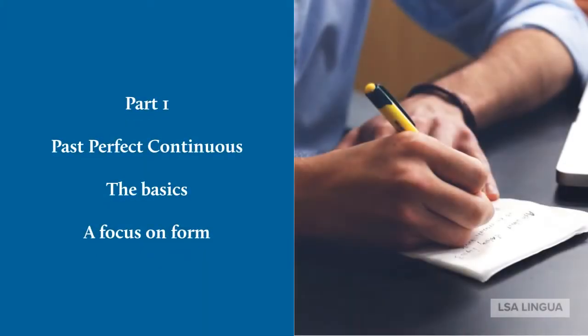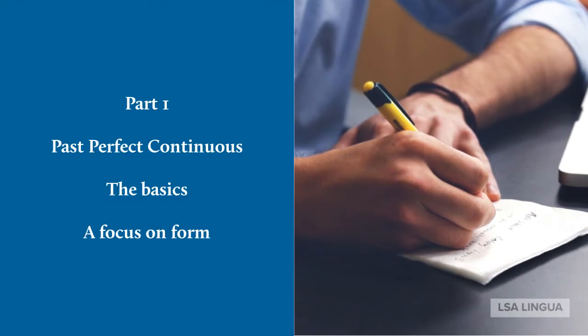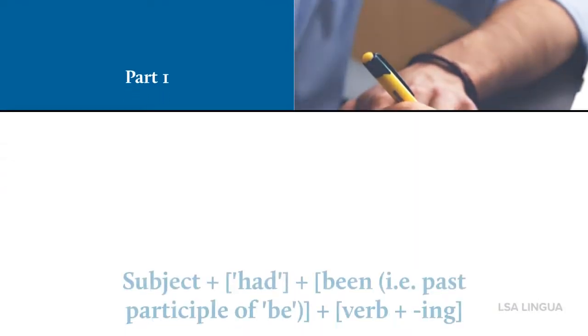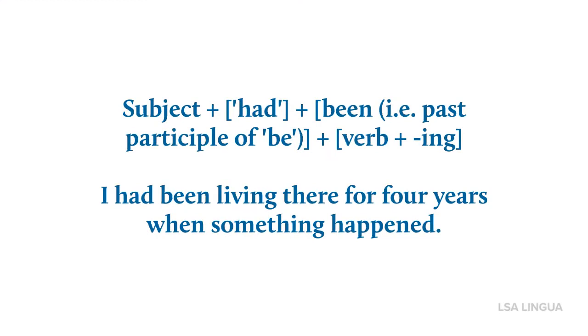Part 1. Past perfect continuous, the basics, a focus on form. Start with the subject, then had, then the past participle of be, which is been, plus a verb of choice, plus ing ending, so that last verb has to be modified into an ing form. So for example, I'd been living there for 4 years when something happened.